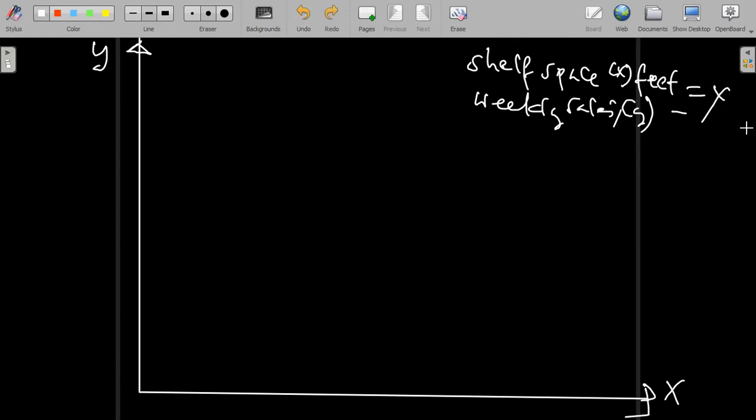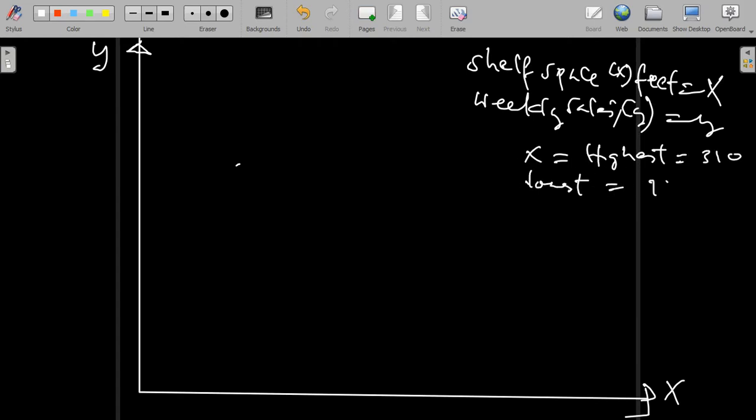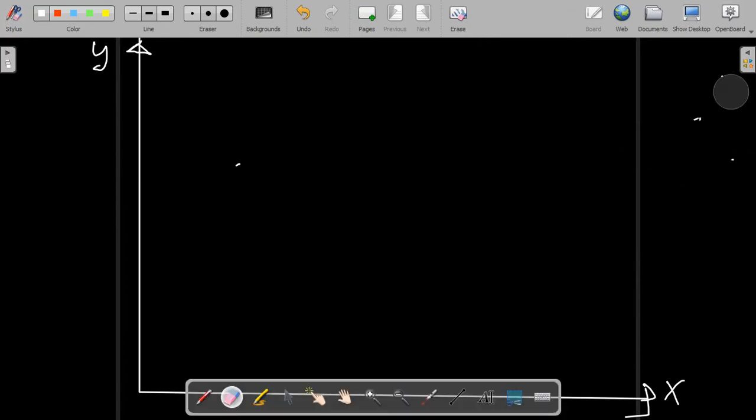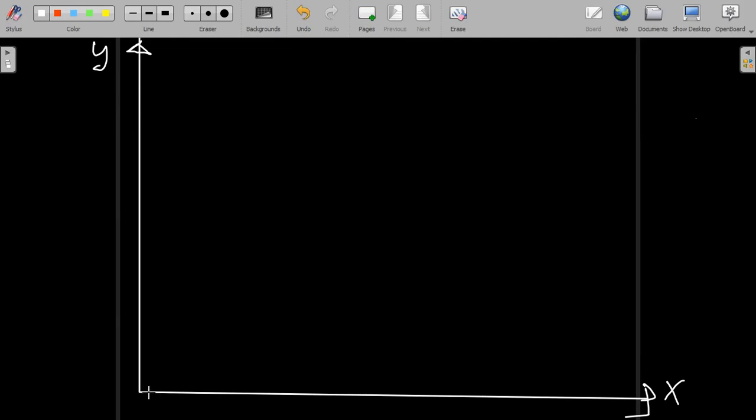After that, we look at the highest and the lowest values of the weekly sales and shelf space, so we can set out a scale that is appropriate for sketching the scatter plot. The highest value is 310 and the lowest value is 140. From that we can draw the Y and X axes. We have 40, 80, 120, 160 on the Y axis, up to 240, 280. This is the Y axis.